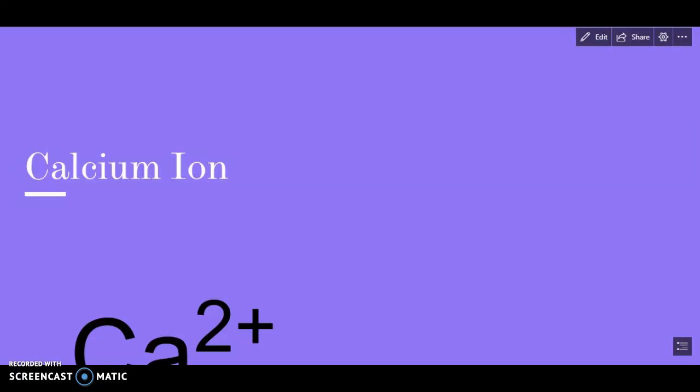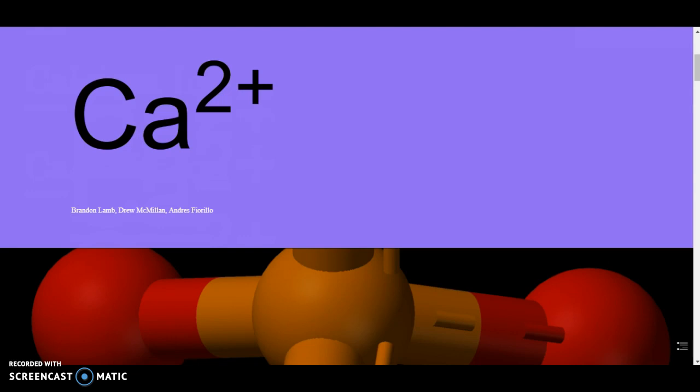So we'll be talking about the calcium ion and its effects with the body. It's by Brandon Lamb, Drew McMillan, and Andreas Fiorillo.